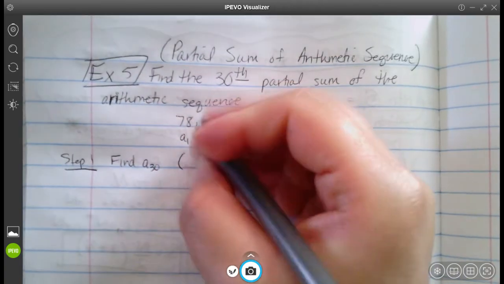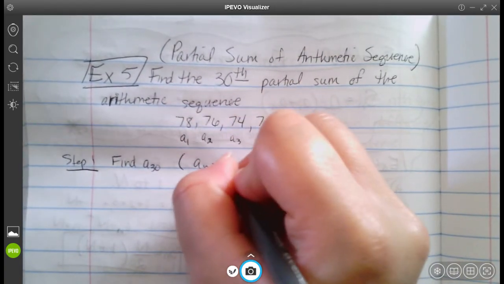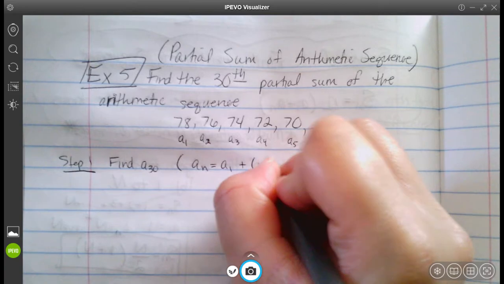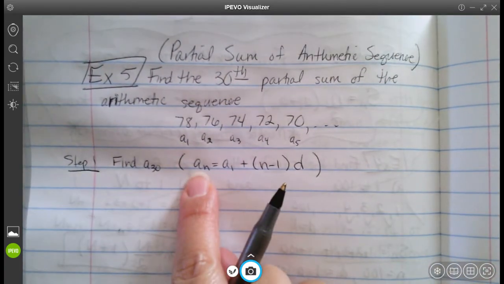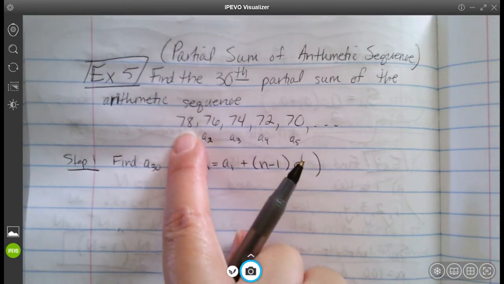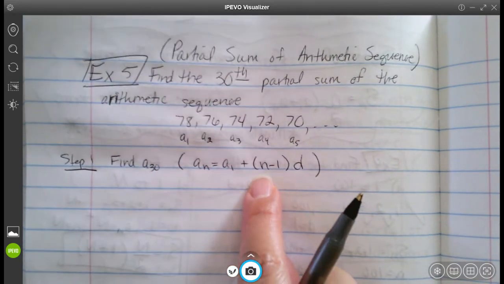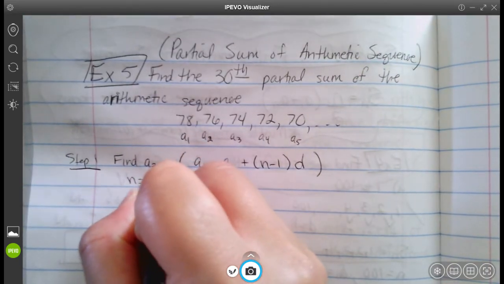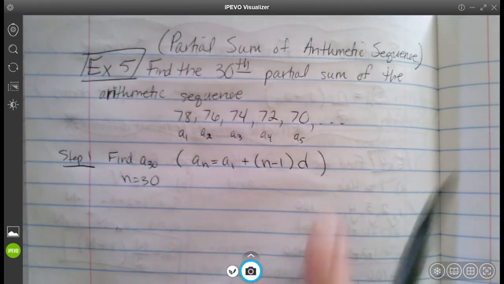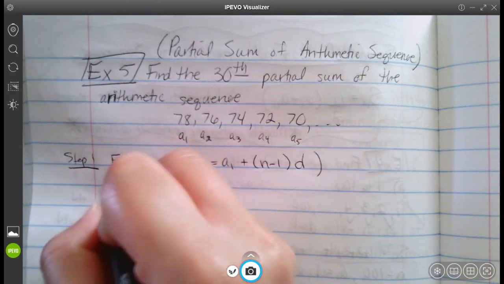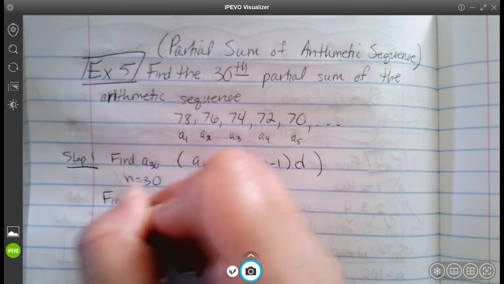So let's put that in parentheses. A sub n is equal to a sub 1 plus n minus 1 times d. And we have a sub 1, because a sub 1 is that one. We have n, which would just be equal to 30, the number of terms that we're getting to. But we don't have d, so we're going to have to find d.